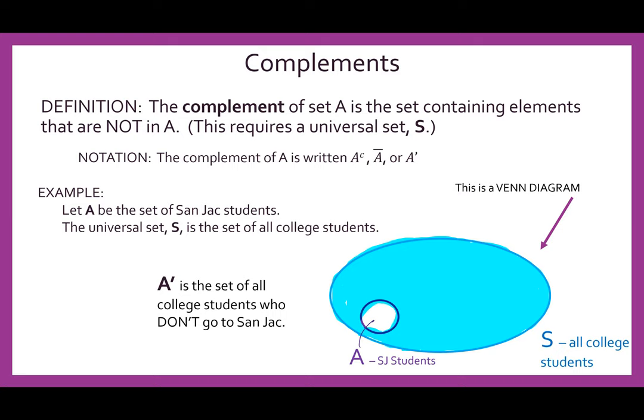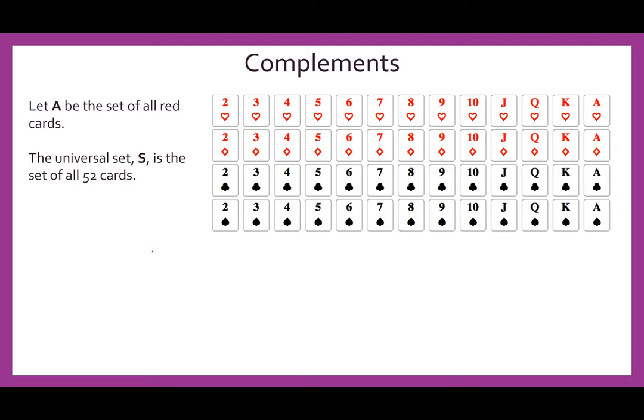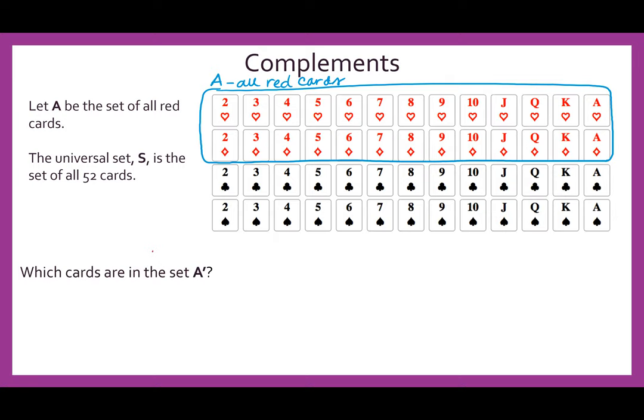All right, so let's let A be the set of all red cards again. And the universal set this time is the set of all 52 cards. So which cards are in the set A prime? So here we have all of our red cards. We've identified A. And to determine what A prime or A complement is, we just highlight everything that's not in A. So again, the complement is just not A. And so A prime is all the black cards.